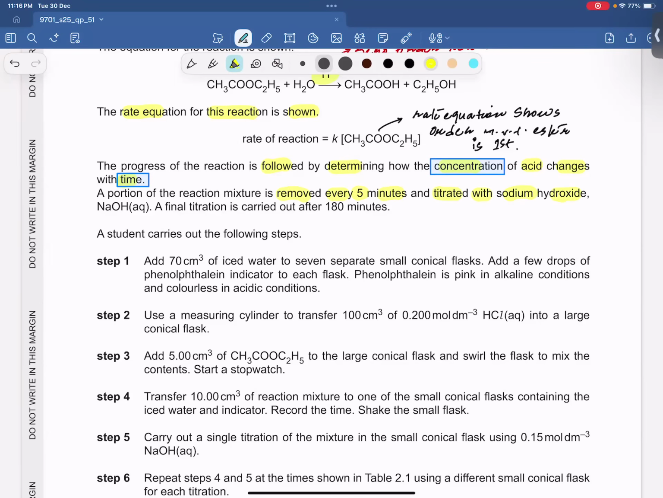Okay. A student carries out the following steps: 70 cm³ of iced water to 7 separate small conical flasks. Now the main question is, why iced water? Iced water is used to quench the reaction or to control the temperature.